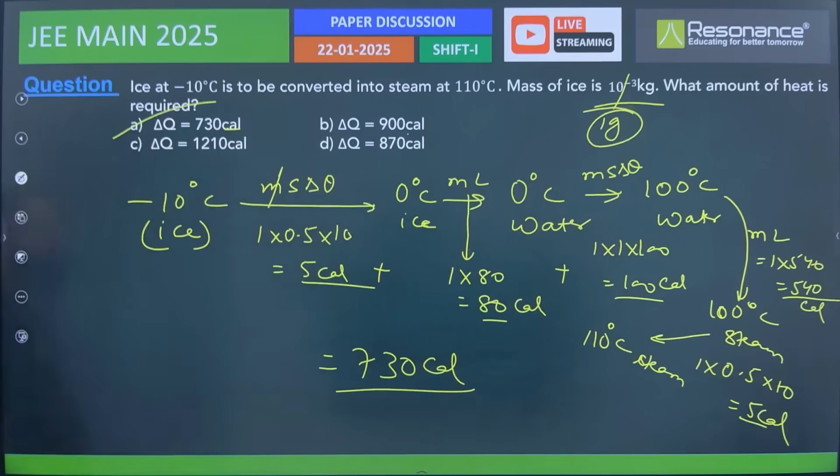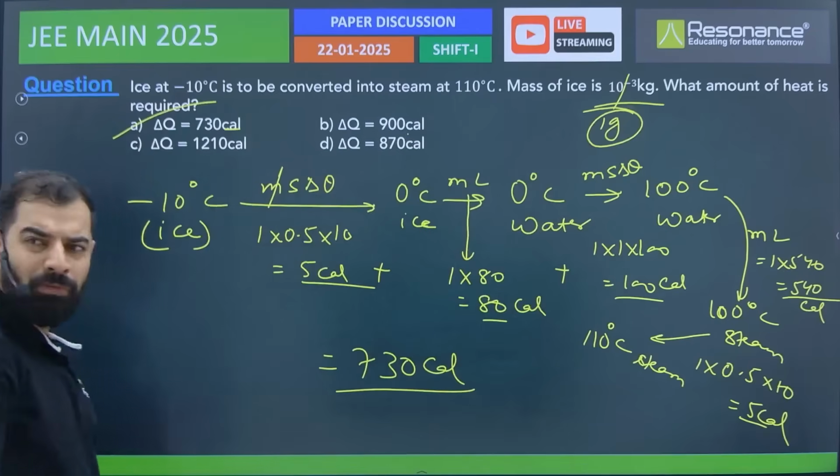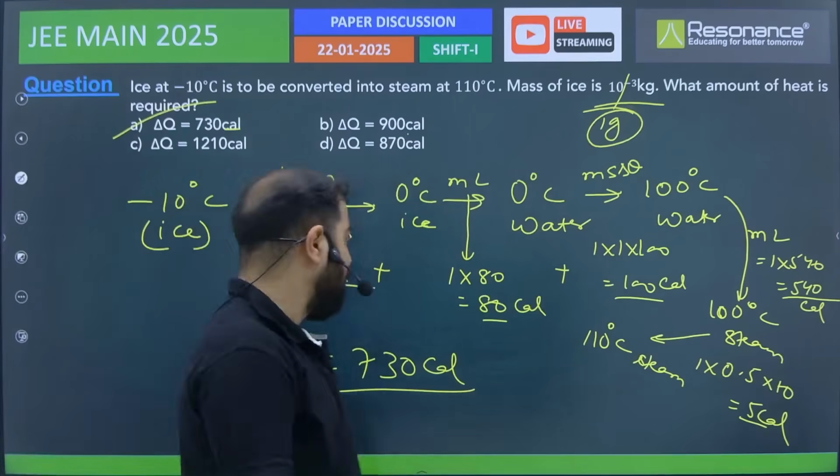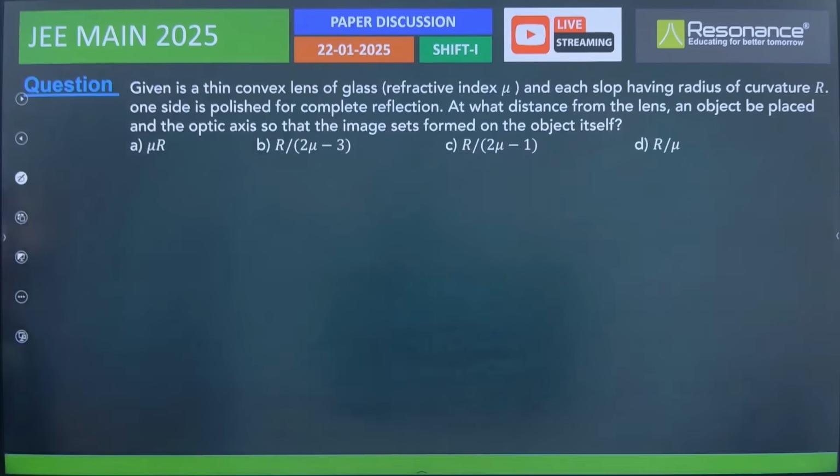It can be in joules also. It can be in calorie also. It's in calorie right now given. Okay. Let's go for the next question.